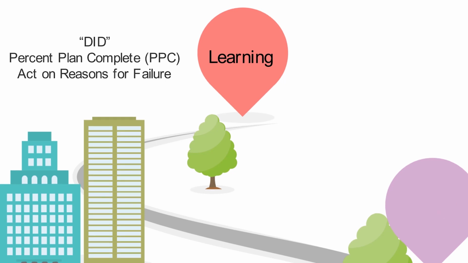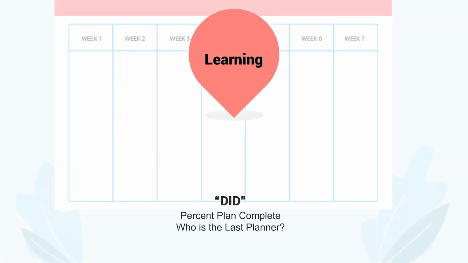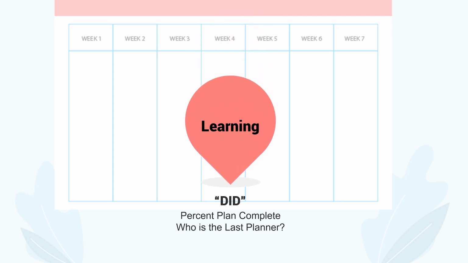Now we will discuss the following details. Who is the last planner? How do we measure planning system performance? And what are daily huddles?